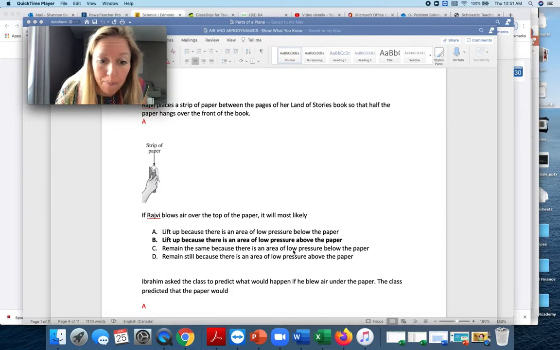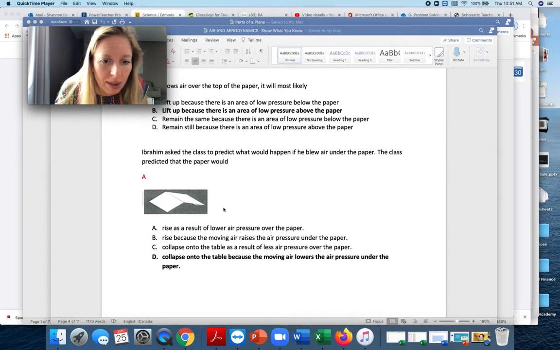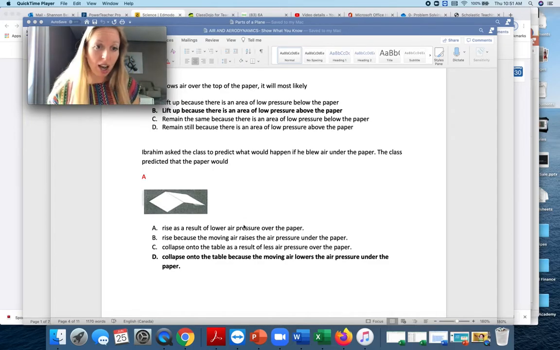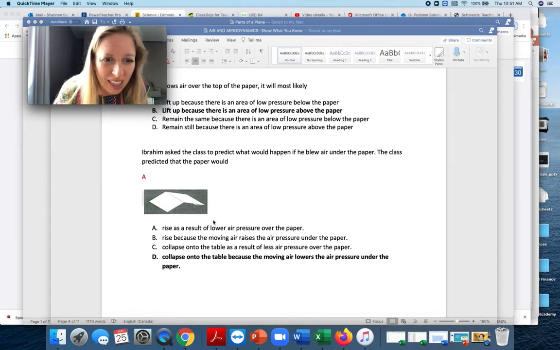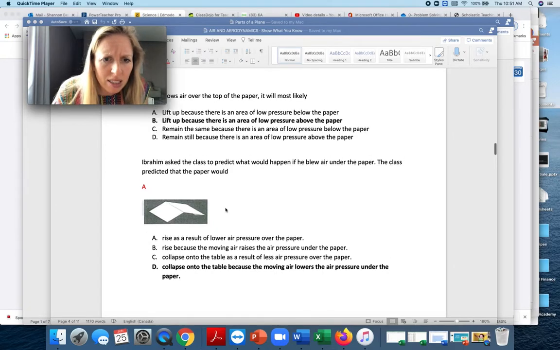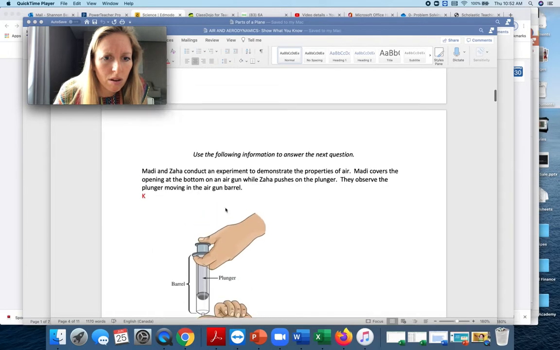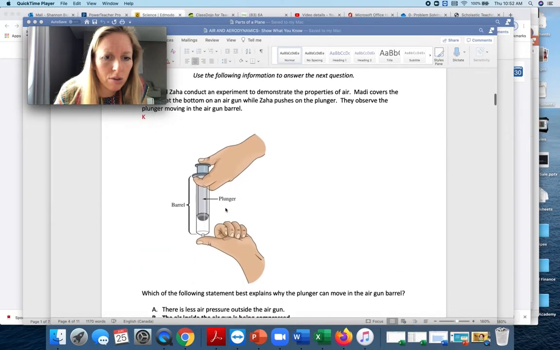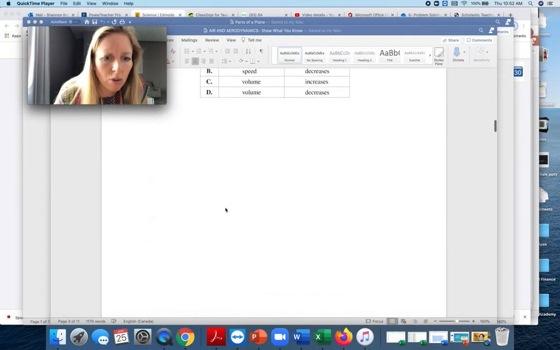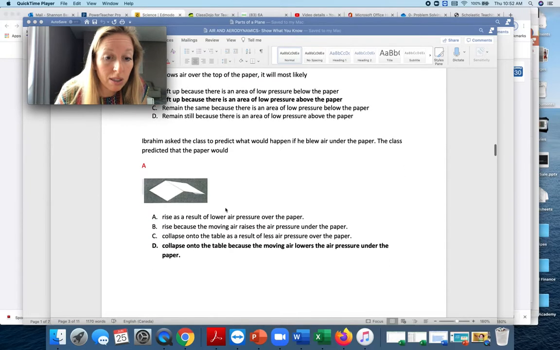Yeah. Perfect. Next one, Ibrahim. This is exactly like the Bernoulli Bridge experiment, so hopefully this one was a bit of a giveaway. Ibrahim's is number 6; Rajabi was 5. So what's going to happen is we blow underneath the paper. It's going to collapse to the table because the moving air lowers the air pressure under the piece of paper. Exactly. Fast moving air, low air pressure; still air, high air pressure.